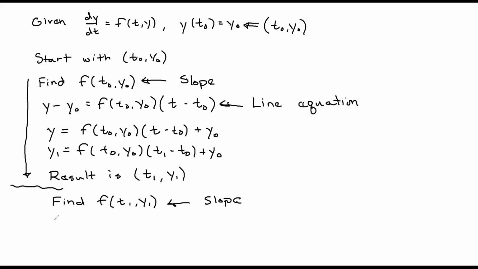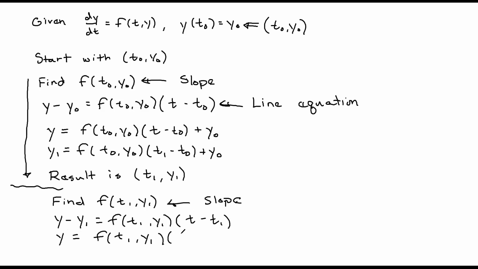Next, you're going to find the line equation by plugging t1, y1 into point slope form. So we get y minus y1 equals f of t1 comma y1 times t minus t1. Then you can move y1 over. We get f of t1 comma y1 times t minus t1 plus y1. And now at this point, this is a line function, and you could go through and plug in t values and out will come points that are on that line.